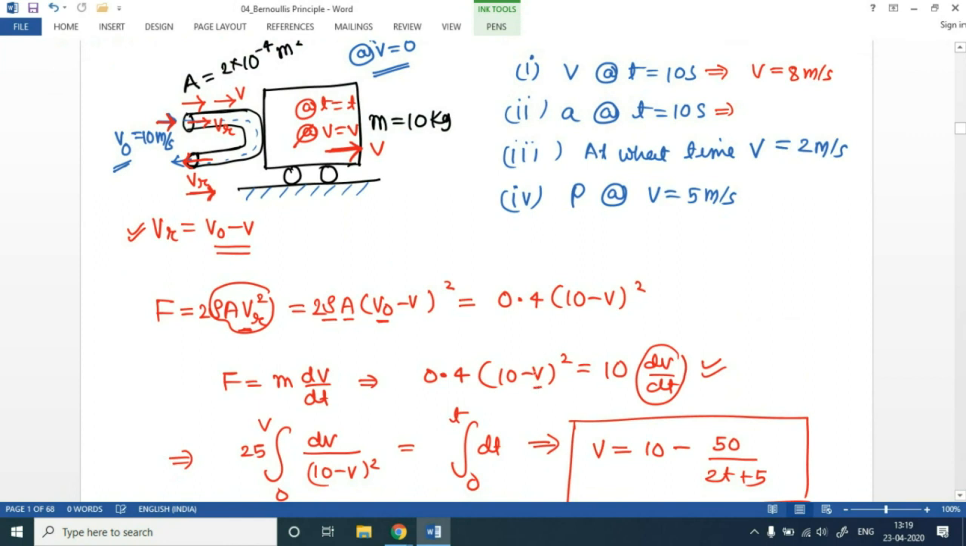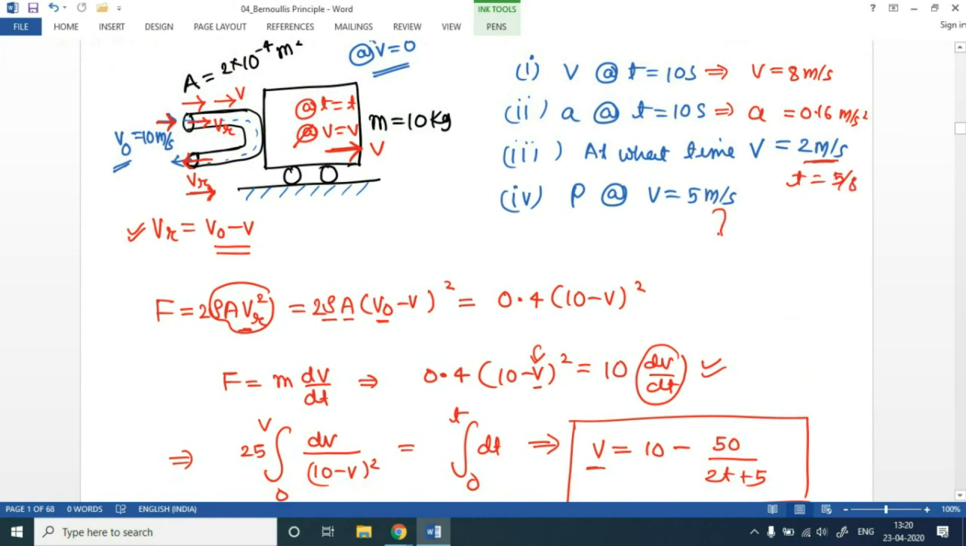You already know, when you substitute 2 over here, the acceleration you will be getting is 0.16 meter per second square. And similarly, in the same relationship, if you substitute v is equal to 2 meter per second for the third part, you are going to get the time over here, and this time is going to be 5 by 8.